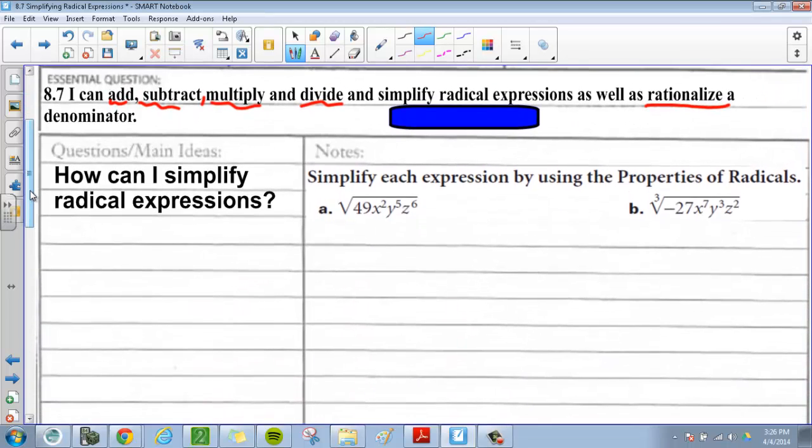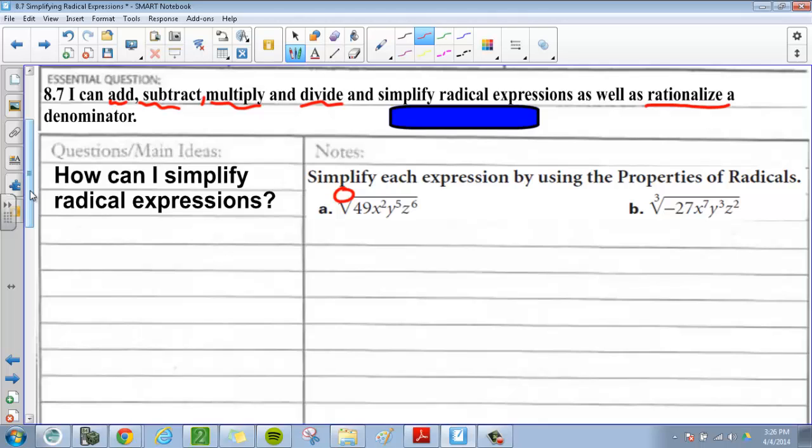Let's get started with how I can simplify radical expressions. Well, we've done things like this before. We just have to get groupings in there that match up with the index. The index here, nothing's there, so the index is a 2. Remember, if nothing is there, it's 2. So we're going to break these up into pairs because this is 2. If there's a 3 there, we break it up into groups of 3. We want to find factors that are the same, in groups of 3, and we're going to pull those out.